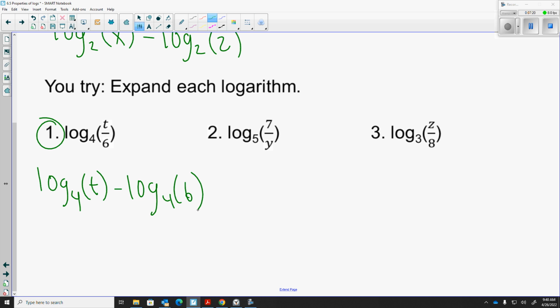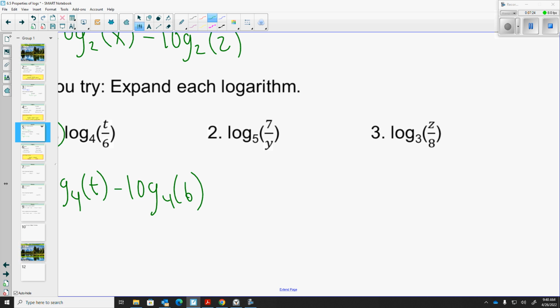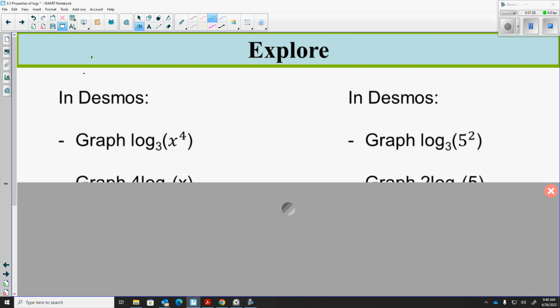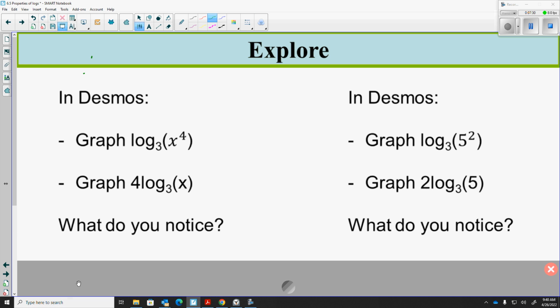There's one more, and it looks a little bit different. It looks like this. Again, I'm not going to show you in Desmos. Just take my word for it. This, log base 3 of x to the 4th, and this, 4 times log base 3 of x are the same thing. They match. So the question is, how are these things related?